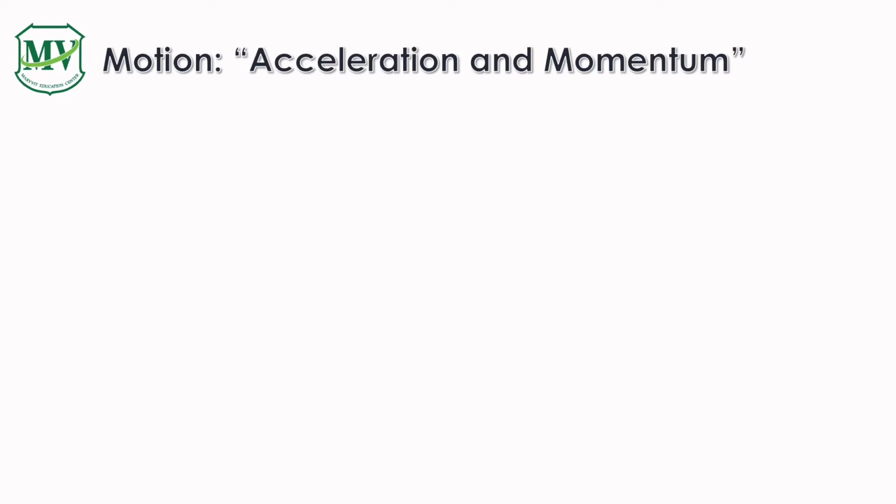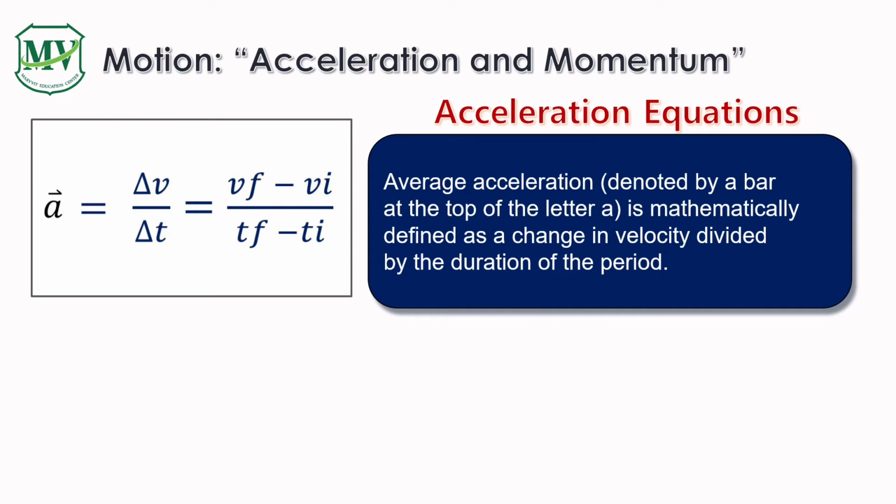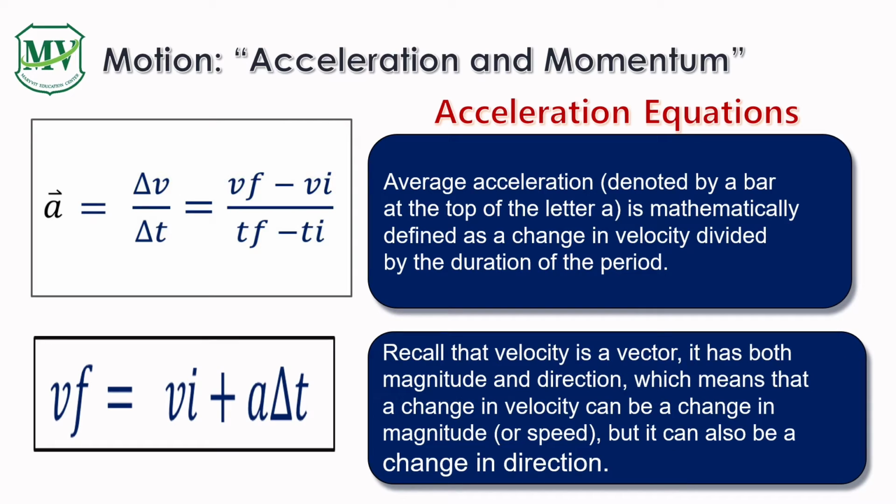Now here are two important equations that you need to remember for motion that involves acceleration. For average acceleration, it is mathematically defined as the change in velocity over the time this change occurred. Now for the second equation, it involves the calculation of the final velocity as a vector. It has magnitude and direction, and either variables could change.